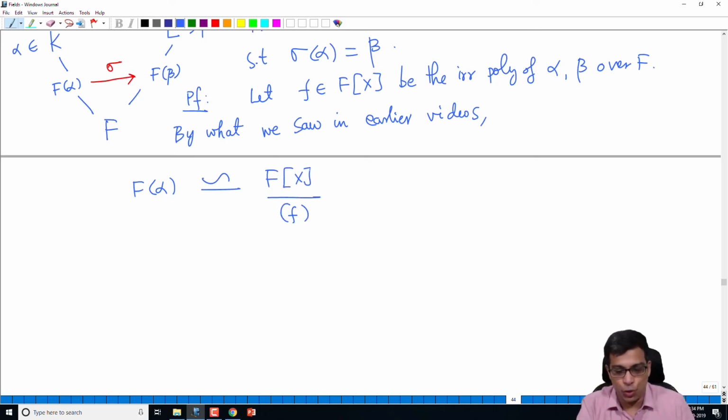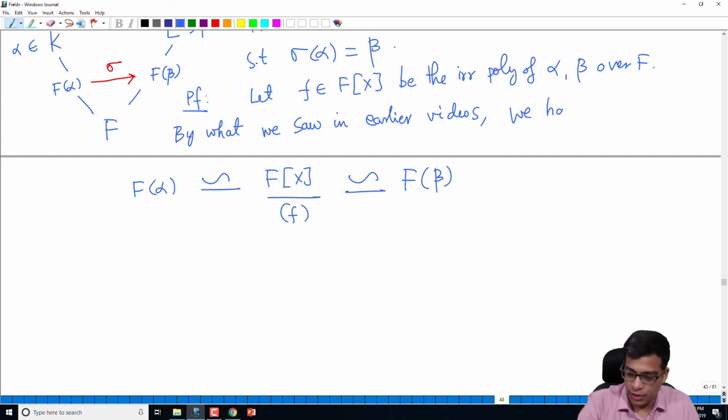Capital Fx is a UFD, right? In fact, it's a PID, being a polynomial ring in one variable over a field F. Small f is an irreducible polynomial, so it generates a maximal ideal and that is in fact the field F(alpha). At the same time, we have Fx mod f is also isomorphic to F(beta). By what we saw in earlier videos, we have this.